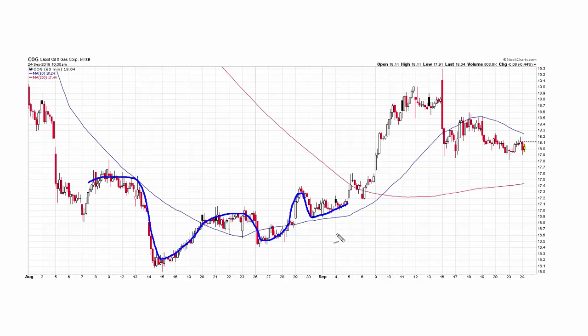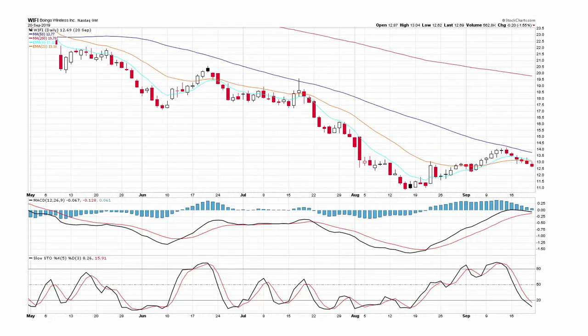That's my clue that the base has been completely formed and the stock is ready to start moving. Okay, so again, you get the signal from the daily chart. The daily chart kind of clues me in that there's a trade going to happen here, and then I zoom in with an intraday chart to find an entry. Here's Wi-Fi.